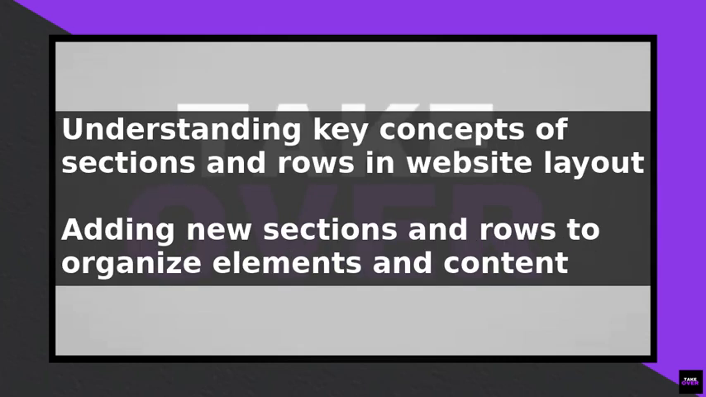To add a new section, click on the Add Section button at the bottom of the page. To add a new row, click on the Add Row button within a section. You can then add elements to the row and arrange them as needed.